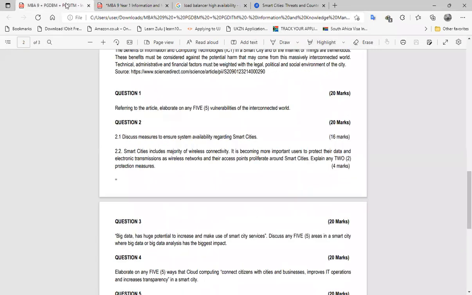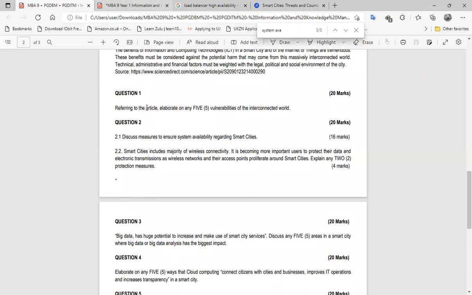Then the second part is smart cities include majority of wireless connectivity. It is becoming more important to users to protect their data. Electronic transmission as wireless networks and their access points proliferate around smart cities. Explain any two protection measures.